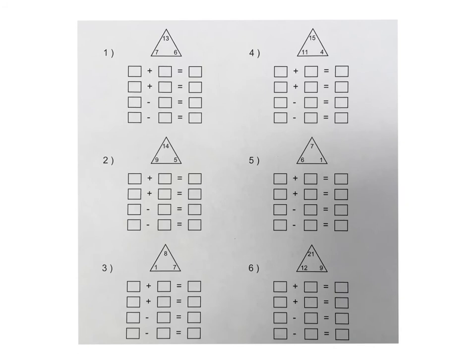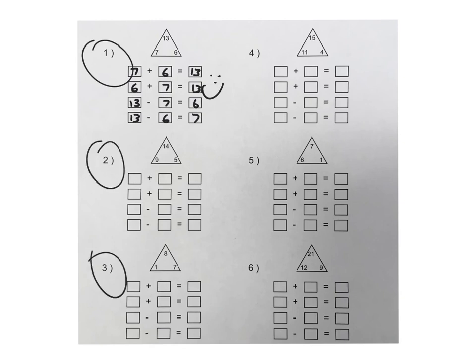Let's do one together. So let's just say 7 plus 6 is 13. 6 plus 7 is 13. 13 minus 7 is 6, and 13 minus 6 is 7. It's that easy. But I want you to follow through. I want you to do 1, 2, 3, 4, 5, 6, and then I want you to check your work and then turn it in to Schoology.